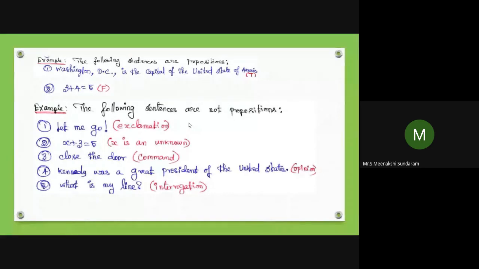And for not a proposition, let me give some explanation. x plus 3, x is unknown. Close the door is a command. Kennedy was a great president of the United States is the opinion of different people. We cannot say it is true or false, because one side says false and the other side says true. We cannot say it is either, it keeps oscillating. That's why it is not a statement. Interrogation, this type of questioning, is also not a statement.